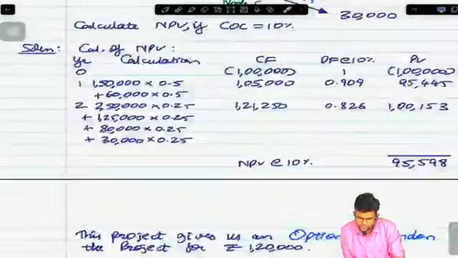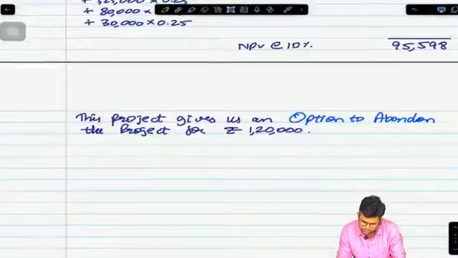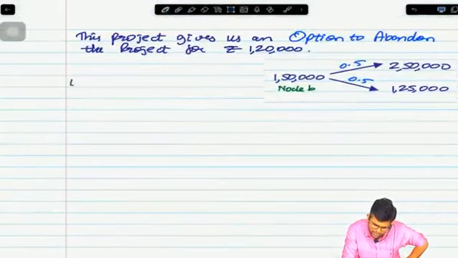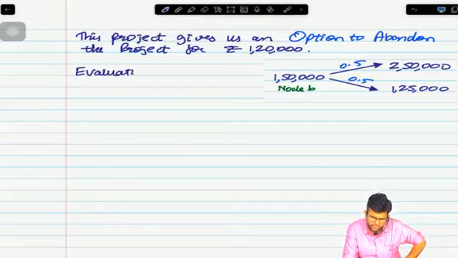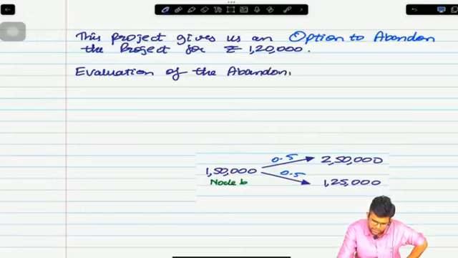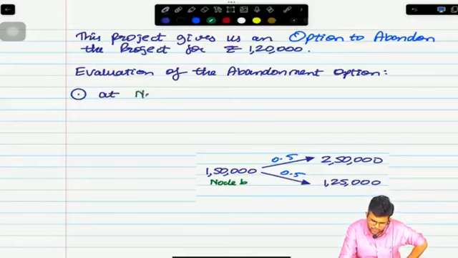Everyone clear? Okay. So I am now picking this up and I am writing here: evaluation of the abandonment option at node B. Everyone ready? At node B.